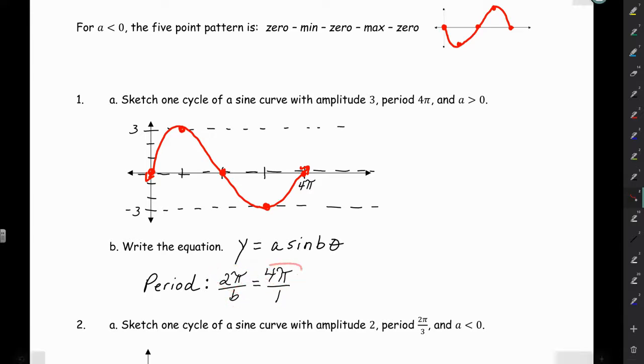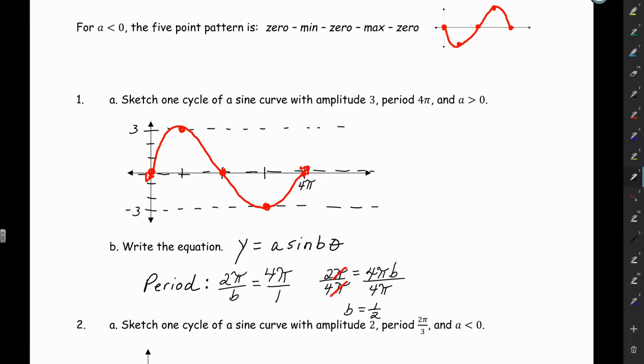So 2 pi times 1 is 2 pi. And 4 pi times b, when I cross multiply, gives me 4 pi b. Solve for b. That means I have to divide both sides by 4 pi. So what happens? We end up canceling, right? And we get 2/4 equals b, or 1/2 is equal to b. So b is equal to 1/2. A little bit of work to find b in this case.